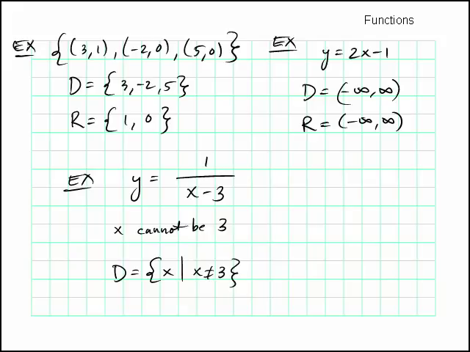You could also write an interval notation like this. It's all real numbers except 3. That would be negative infinity to 3, 3 to infinity, union of the two sets. Notice that includes everything except 3.